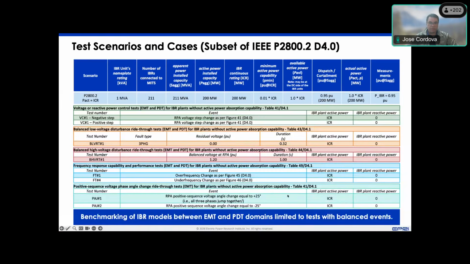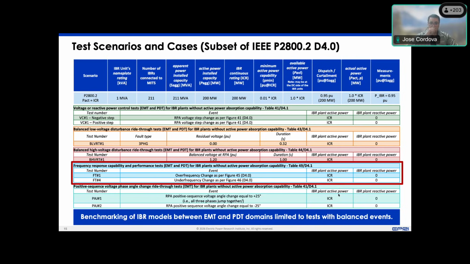So for the grid following IBR model, as I said before, we selected some tests, at least as preliminary. So we have the test scenarios and cases where we have a setup of a plant with the different tests: voltage or reactive power control test, balanced low voltage ride-through, and also high voltage disturbance ride-through, as well as a frequency response capability and performance test, and the phase angle jump for positive sequence voltage phase angle jump.